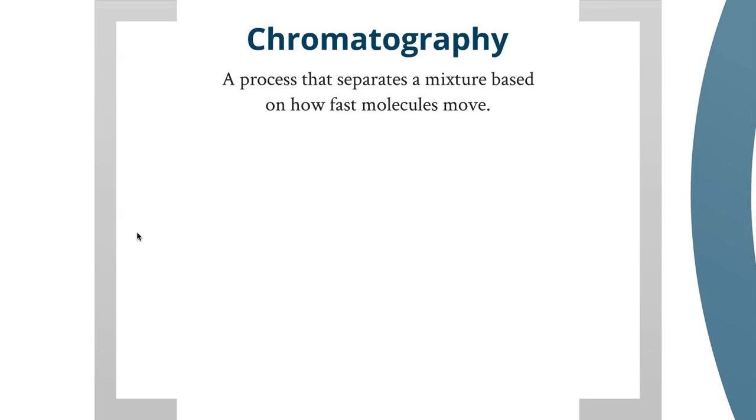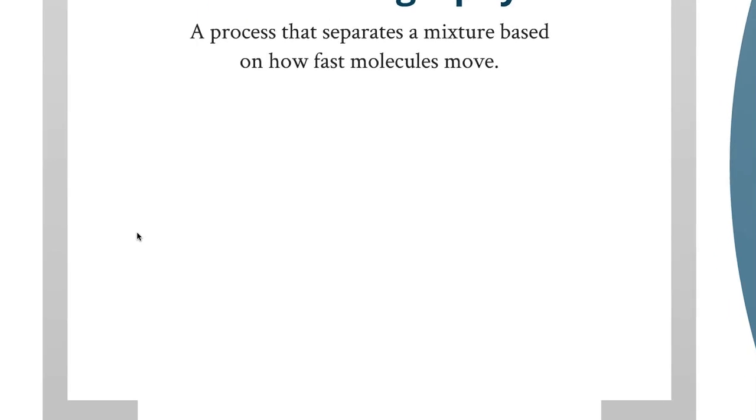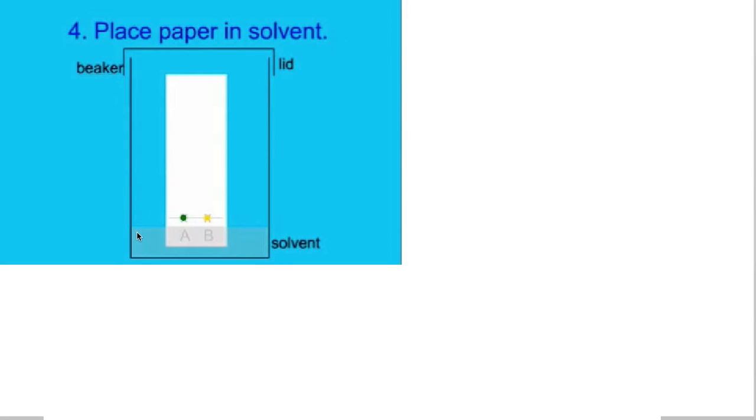Another method of separating mixtures is called chromatography. Chromatography is a process that separates a mixture based on how fast molecules move. So this is how it works. First, let me play this.